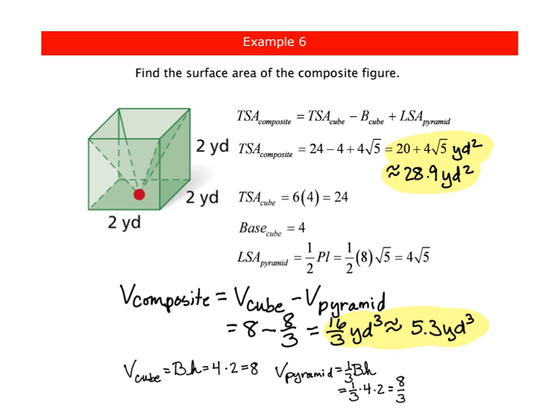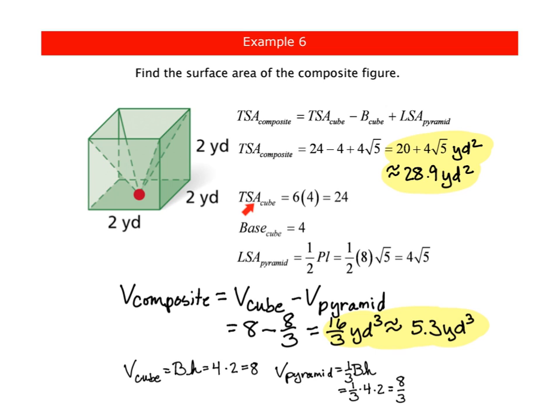First, I figured out what needed to get added up to find the surface area. I had the total surface area of my cube, but I subtracted one of the bases of my cube because this top part is gone. It's hollowed out. And then I had to add in the lateral surface area of the pyramid. Then I turned to find each of the pieces so that I could plug it back in here.